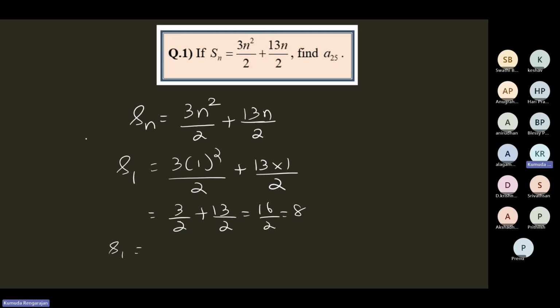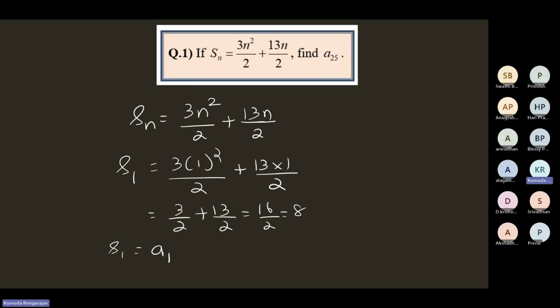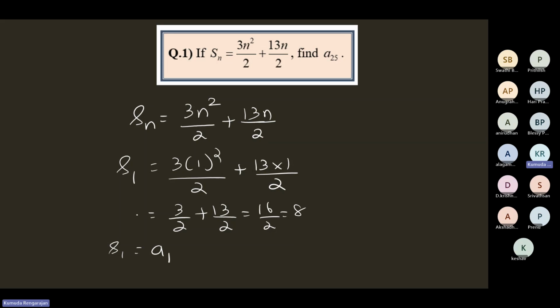S1 is the sum to the first one term, correct? So it's the first term itself. S1 is the sum to the first one term of an AP, which means it's the first term itself. So S1 is 8, meaning the first term. You cannot add one term, right? So S1 simply is the first term of the AP, which is 8.